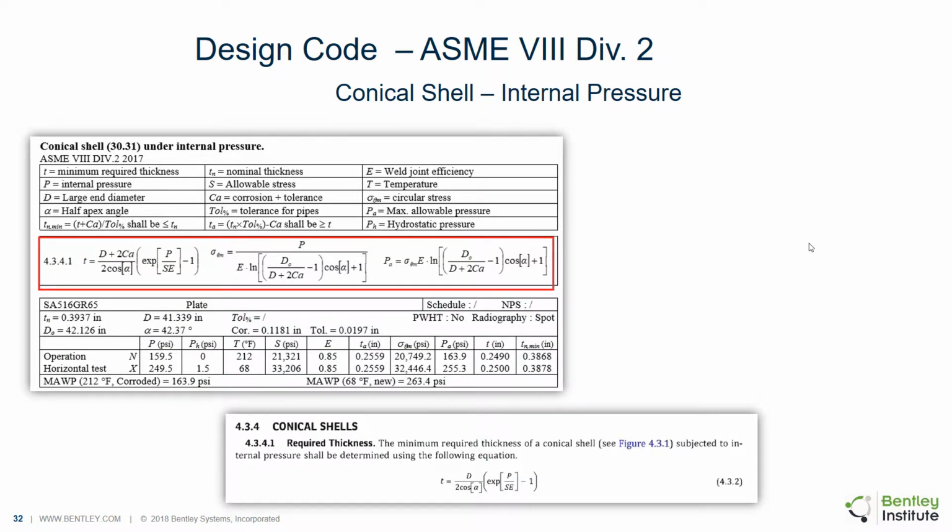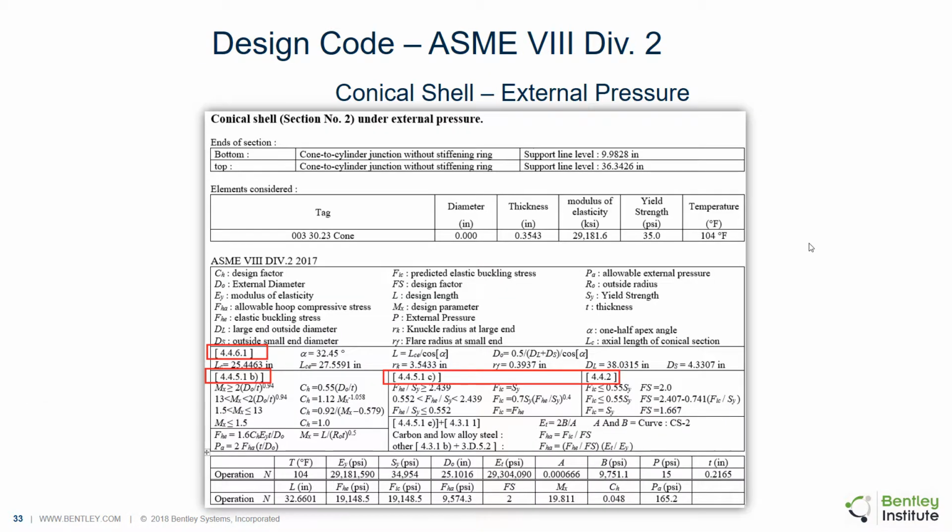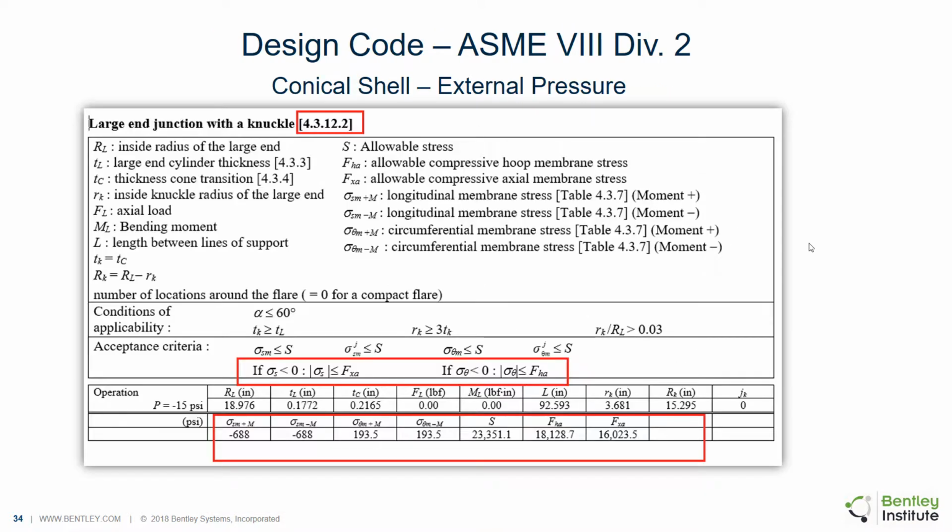The conical shell internal pressure calculation includes thickness verification as per 4.3.4.1. In external pressure calculations for the conical shell, the external allowable pressure is calculated like the cylindrical shell as per 4.4.5 and 4.4.6. The allowable pressure calculated to be 165.2 psi is more than the applied external pressure of 15 psi, so the design passes. The large end conical junction knuckle design as per 4.3.12.2 passes as the longitudinal and circumferential stresses sigma sm and sigma theta m are within the allowable values. Observe that the acceptance criteria is clearly specified, enabling a convenient review and verification of the design calculations.